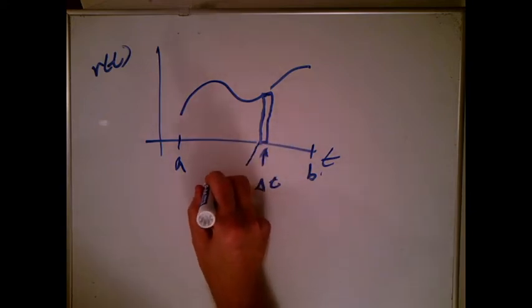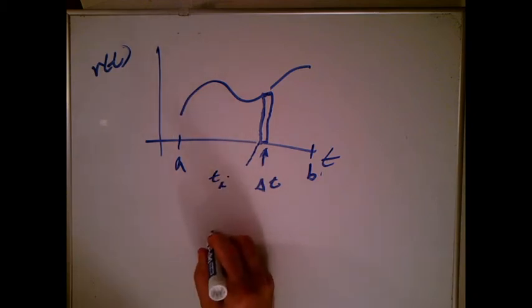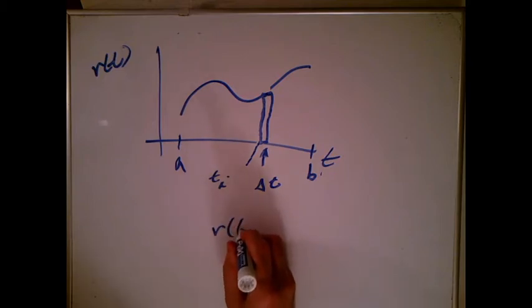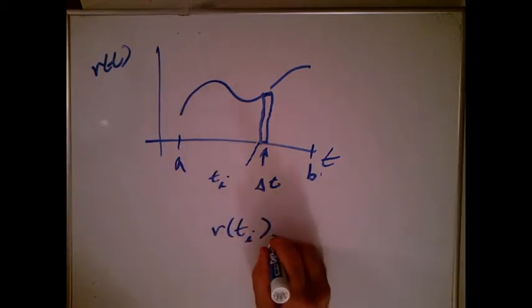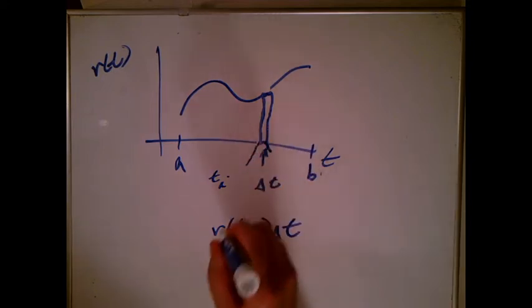Now, we had to take a chop at some location. I'm going to call it t_i, the time at which we're making our chop. Now, the area of that little rectangle is going to be r of t_i times delta t. So that's the area of the rectangle. You can also see that that's a very small distance traveled, because this is feet per second, this is seconds. You multiply them together, you get feet. So this represents both the area of the rectangle and the little distance traveled from this time to this time.